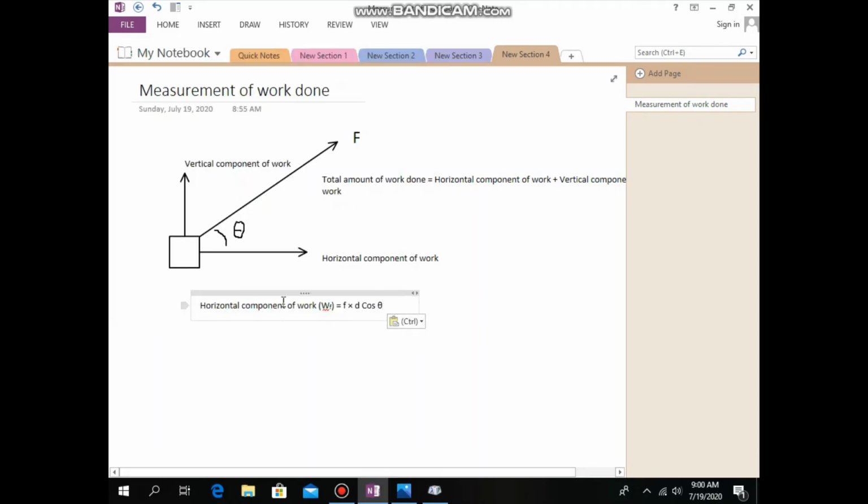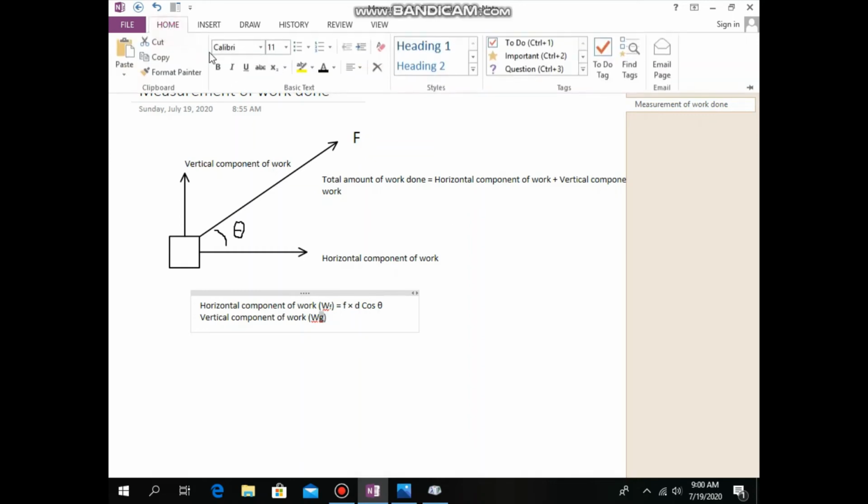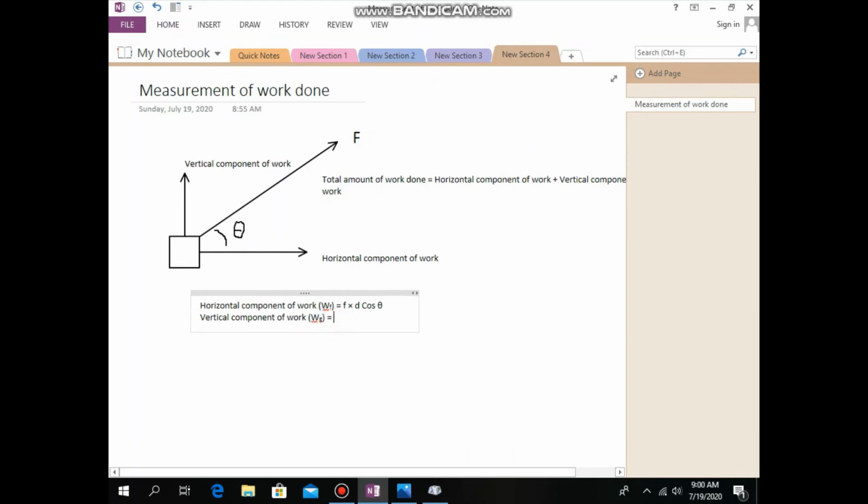paste. Okay, the horizontal component of work is WF equals F into D cos theta. And then the vertical work is indicated by WG, where G must be the subscript. Okay, WG is F into D into sin theta. Okay, the horizontal component is cos theta, the vertical component is sin theta. So therefore, work is equal to WF, which means F into D cos theta, and WG, which means F into D sin theta.